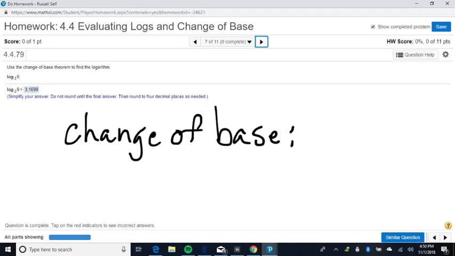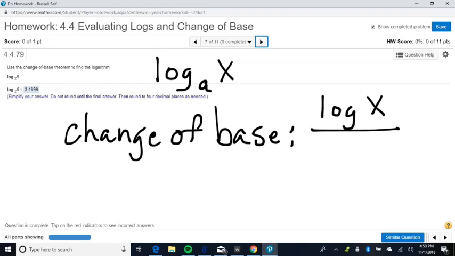So what you're going to do is make a ratio, in other words, a fraction. Okay? Remember that you have log base a of x, right? Well, for change of base, all you're going to do is simply take the log of the x over the log of the a. Okay?